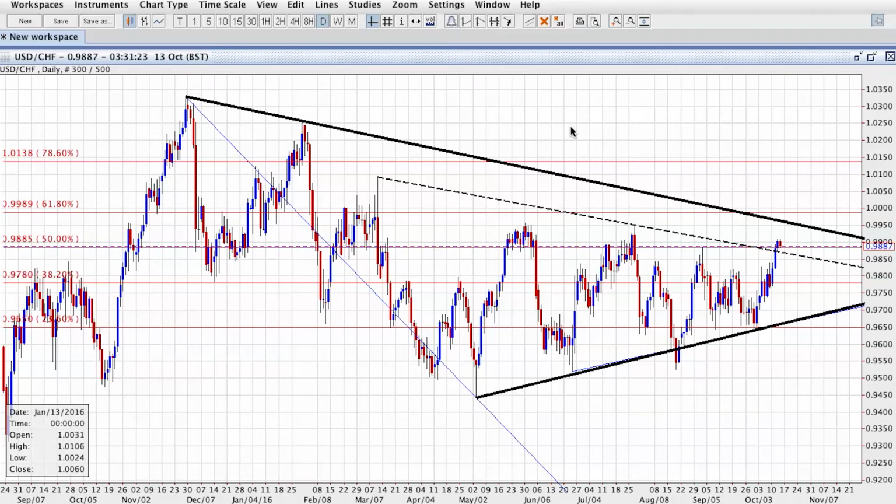Today I'll be looking at the US dollar Swiss franc. I'll be discussing its recent trading history, and I'll also be identifying the key technical levels that you need to know on this currency pair. So lots happening on the US dollar Swiss franc.